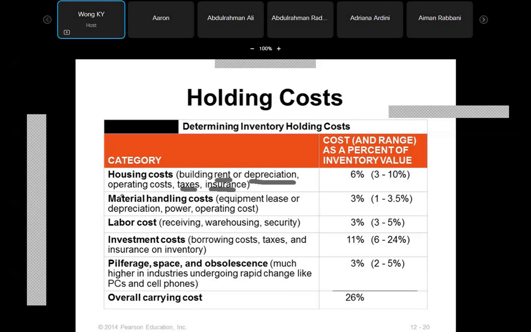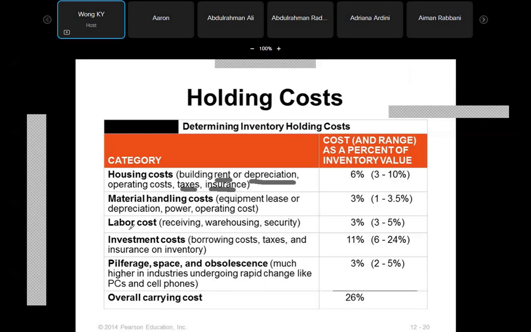Another element of holding cost is material handling cost. Okay, all the inventory that are stored in the warehouse has to be handled. Correct? We have to load them and unload them from the storage racks. We have to load them and unload them from the lorry. Okay, and normally to do that, we require a forklift. Correct? So the cost of the forklift or the cost of the equipment is part of material handling cost. So this is one example of material handling cost.